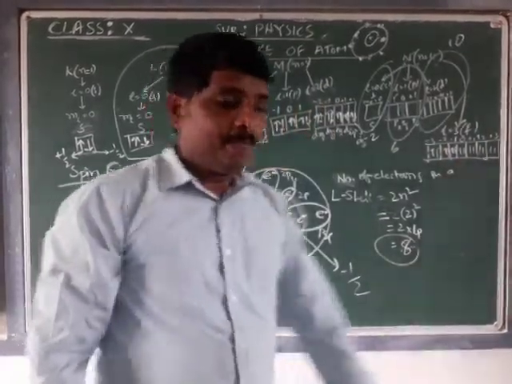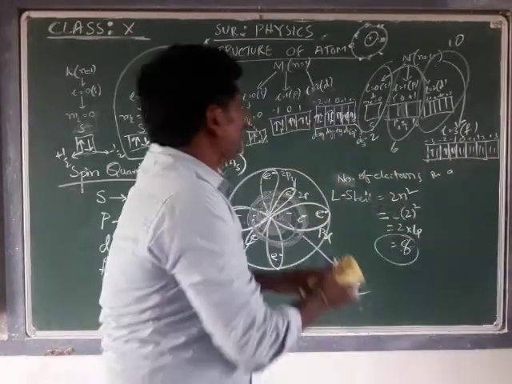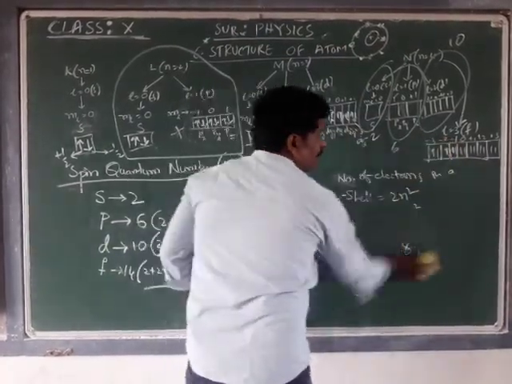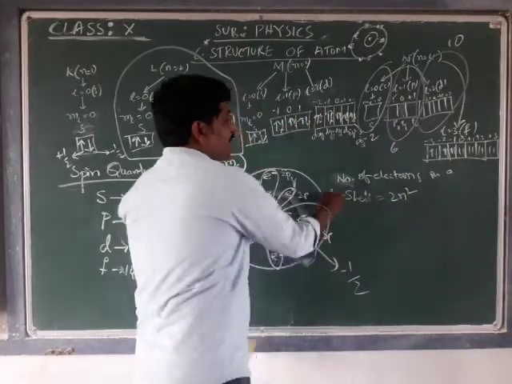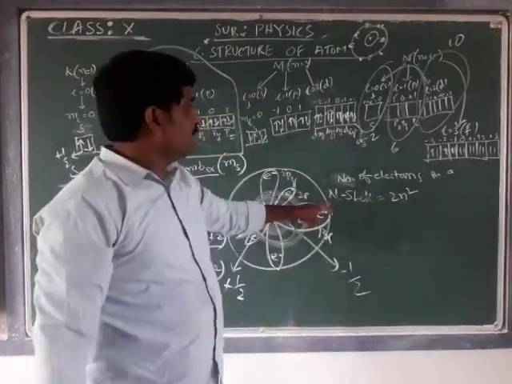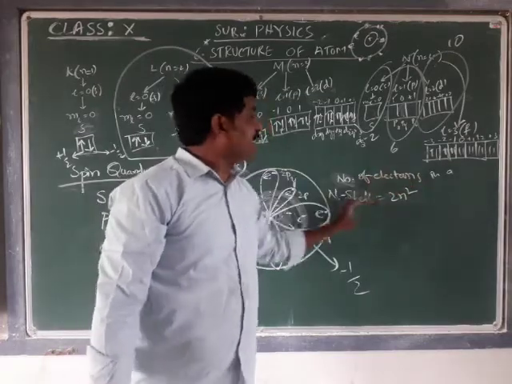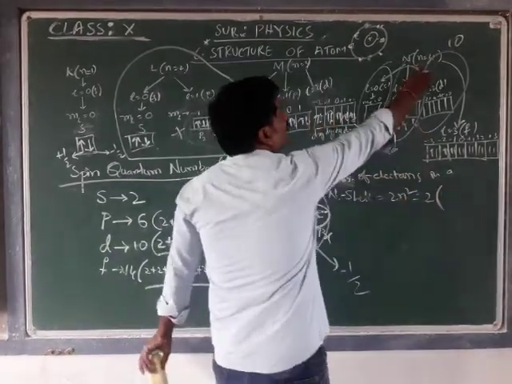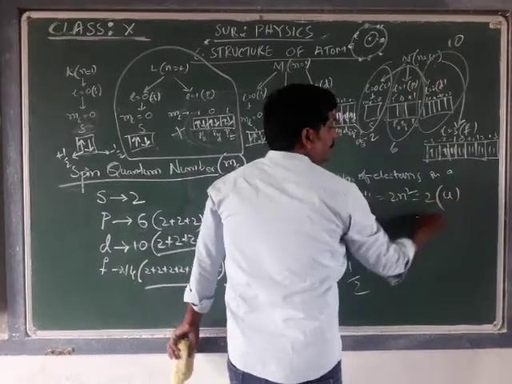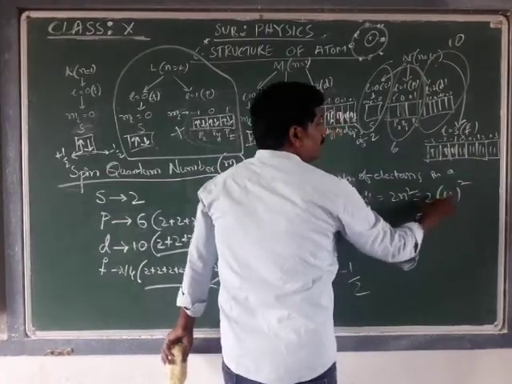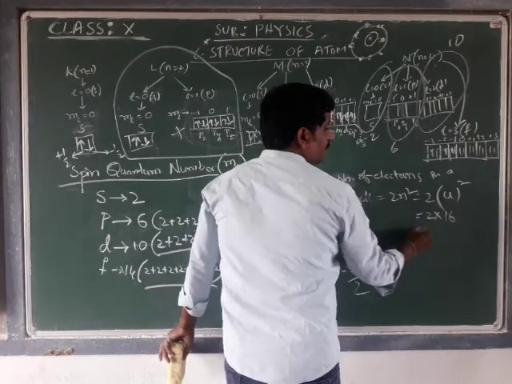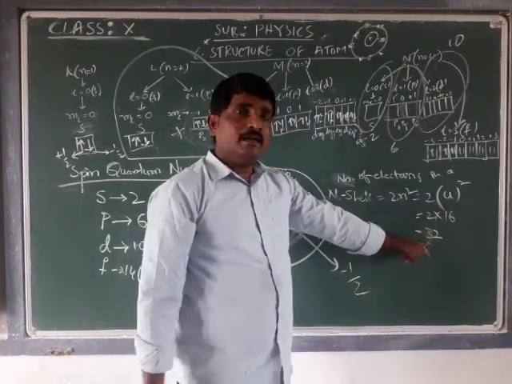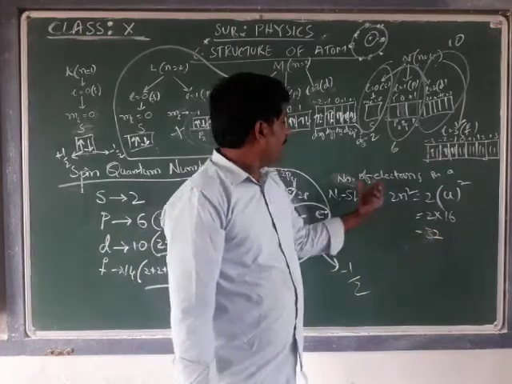Now let's see whether it is being fulfilled. Let's check whether the N shell fulfills the formula of 2n square for the number of electrons. Number of electrons in the N shell is equal to 2n squared. That is 2 into the N value, which is 4, so 2 into 4 square. 4 square is 16, and 2 into 16 is 32 electrons. So 32 electrons should be accommodated in the N shell.